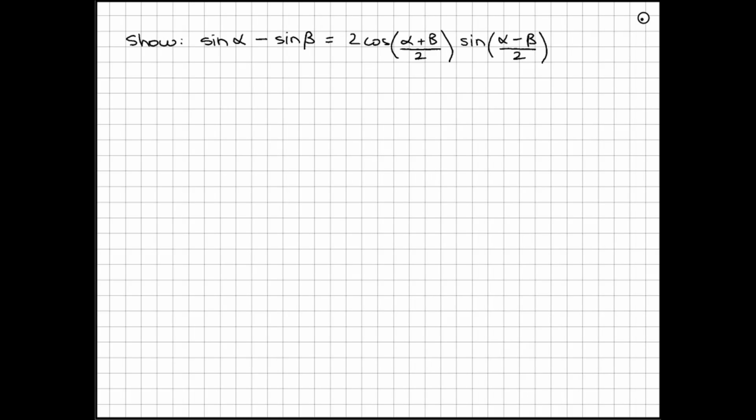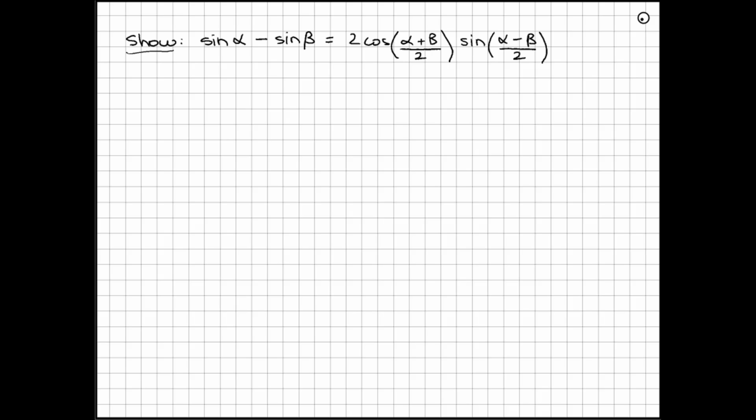In this video, I'm going to show that the sine of alpha minus the sine of beta is equal to 2 times the cosine of alpha plus beta on 2 times the sine of alpha minus beta on 2.